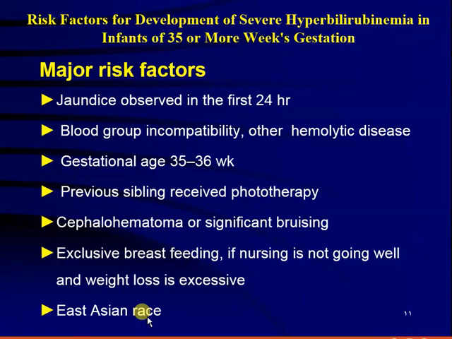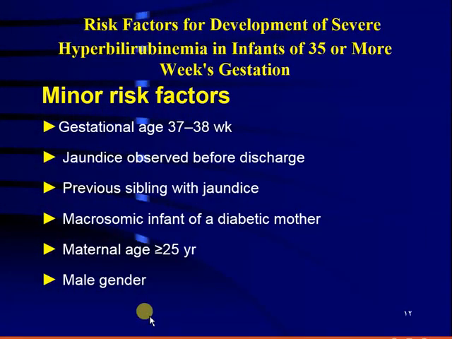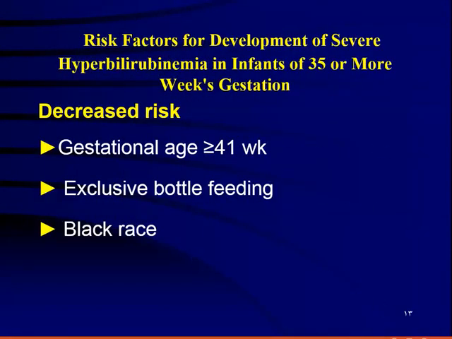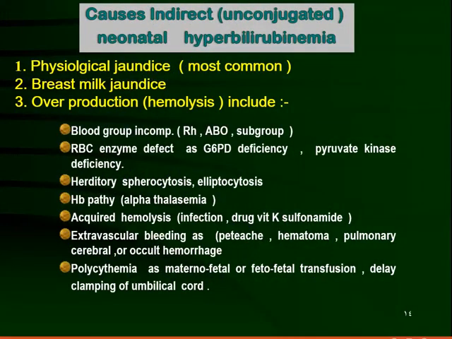East Asian race. Now, what are the minor risk factors? They include gestational age 37 to 38 weeks of gestation, jaundice observed before discharge, previous siblings with jaundice, infant of a diabetic mother, maternal age more than 25 years, and male sex. Now, what are the decreased risk factors? Gestational age more than 41 weeks of gestation, exclusive bottle feeding, and black race.